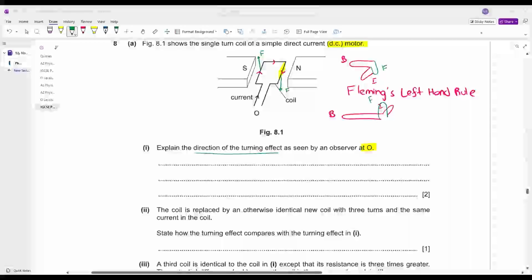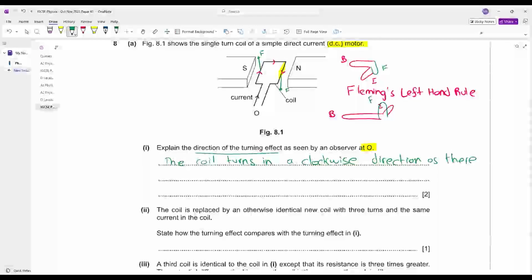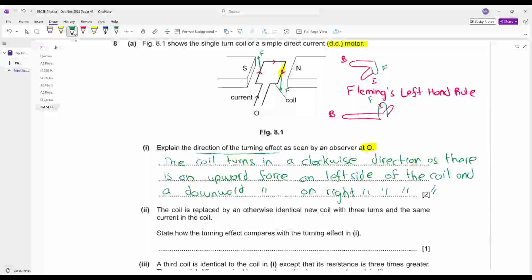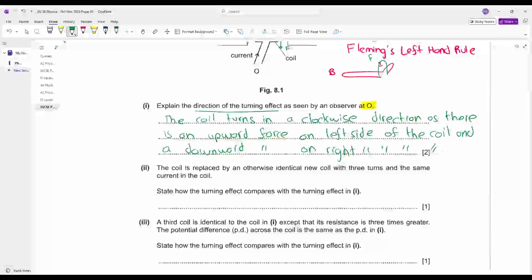You will say the coil turns in a clockwise direction as there is an upward force on the left side of the coil and a downward force on the right side of the coil. Simple.